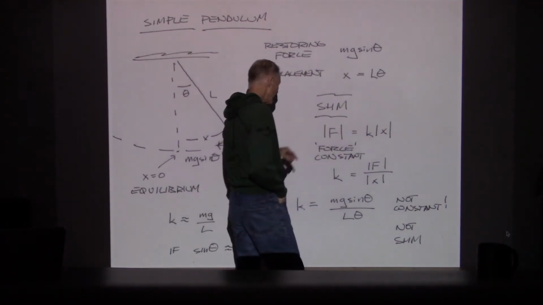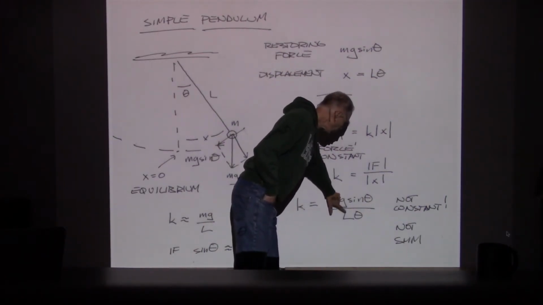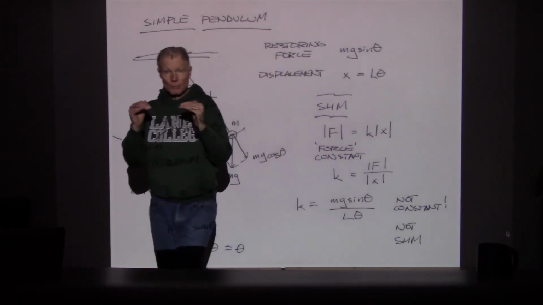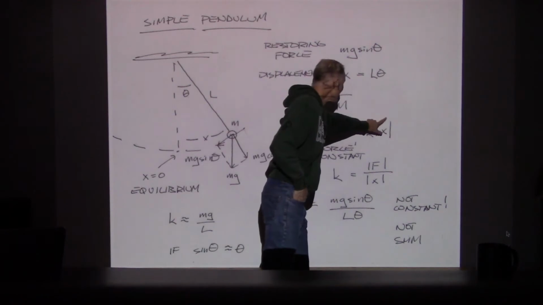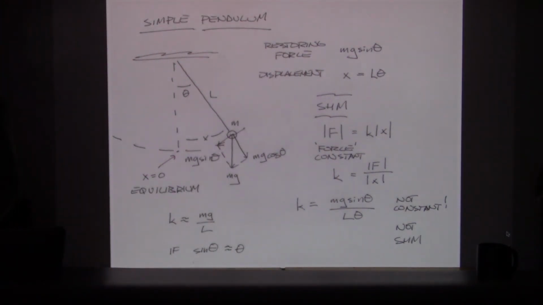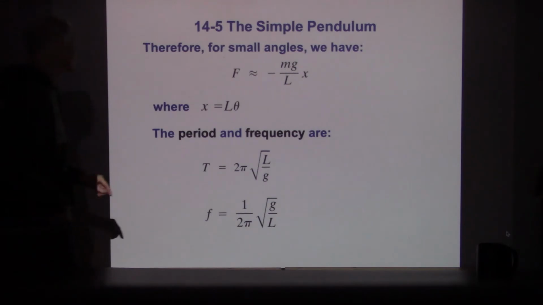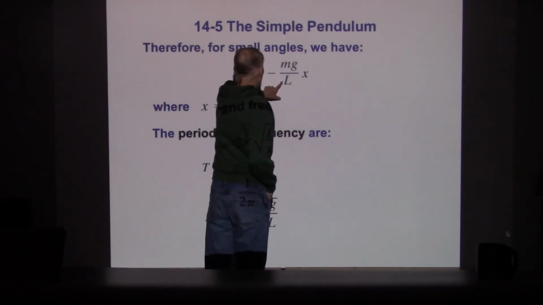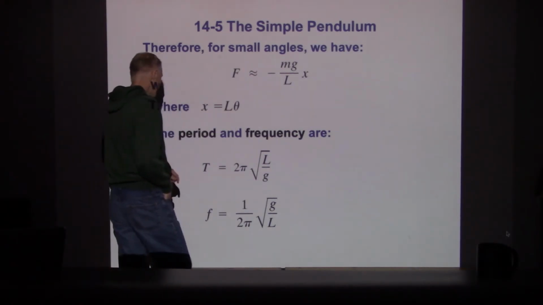I'm working in absolute values right here. The K value here becomes mg over L. That's specifically K. And then that K gets multiplied by the x to tell us how much force we'll get. Okay, so the little k now, it's not just for springs, it's for pendulums too. So the force then looks like mg over L, where x is given by L times theta.